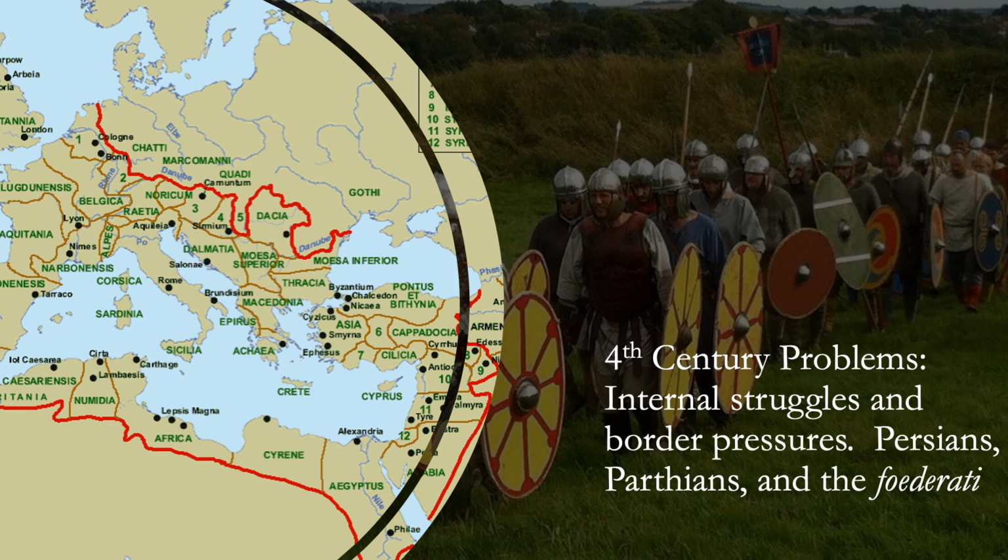And the foederati don't just stay on the border either. They're going to be worked into the Roman legions as auxiliary troops. And whenever there's a major expedition, whether they're fighting against the Persians or the Parthians, or on a distant frontier, it is not at all uncommon for Roman armies to lean more and more heavily on these foederati units.